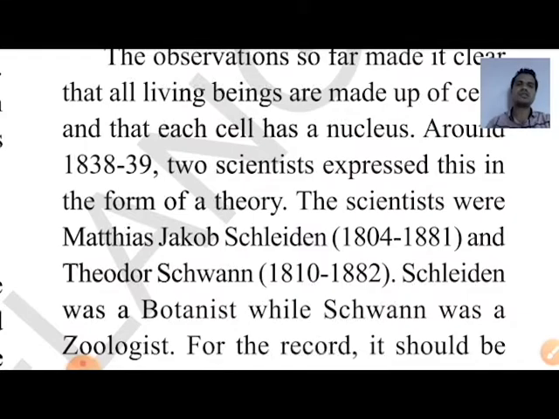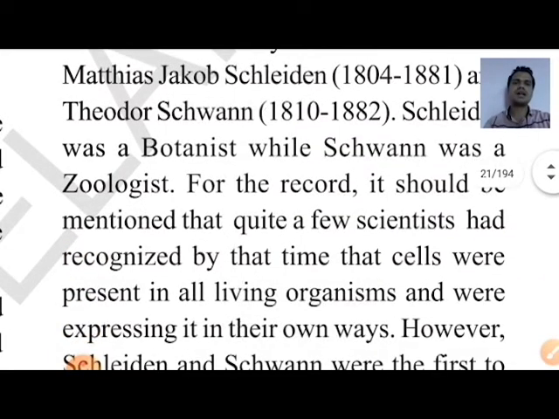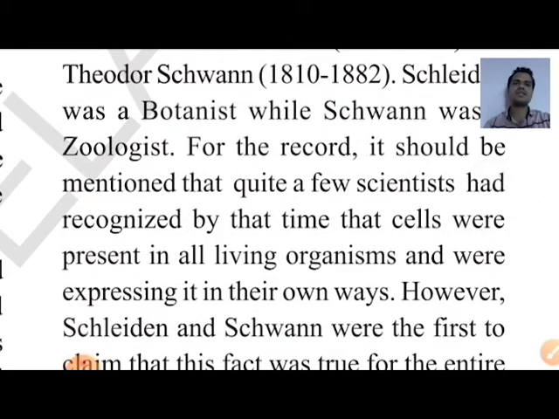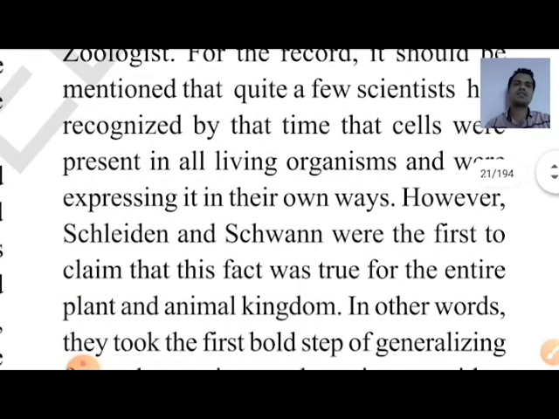Here Schleiden is the botanist while Schwann is the zoologist. What is the meaning of botanist? A botanist is a person who studies plants. What is the meaning of zoologist? A zoologist is a person who studies animals. These two scientists from two different fields worked together and found the cell theory. For the record, quite a few scientists had recognized at that time that cells were present in all living organisms and were expressing it in their own ways. However, Schleiden and Schwann were the first to claim that this was true for the entire plant and animal kingdom.